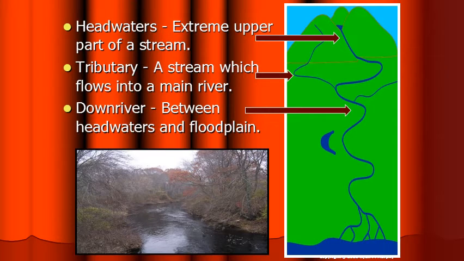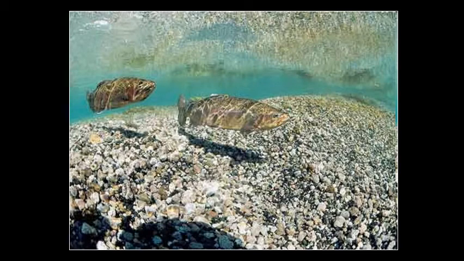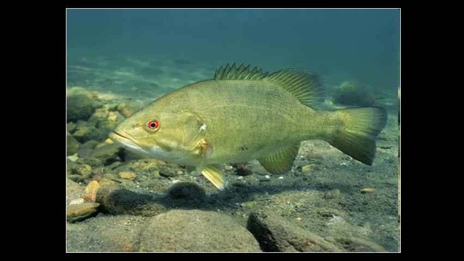Now, once we've gotten to that point, we get into our downriver section, and this is going to be the middle part of the river, the section that is still moving kind of quickly, and this is between the headwaters and our next section, which is called the floodplain. This is what the downriver section tends to look like. A lot of good fishing in that area, lots of good fish, good place for little family outings and doing some canoeing and stuff like that. Not the whitewater rapids of the headwaters, a little bit calmer water in these areas.